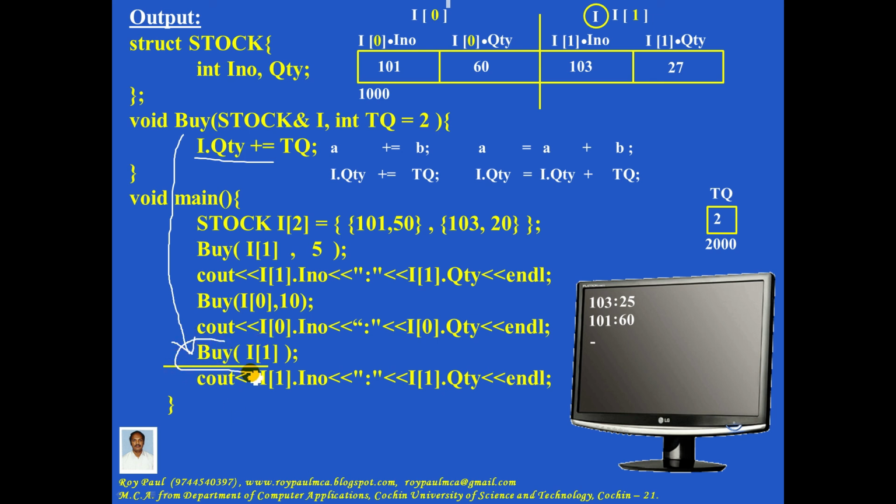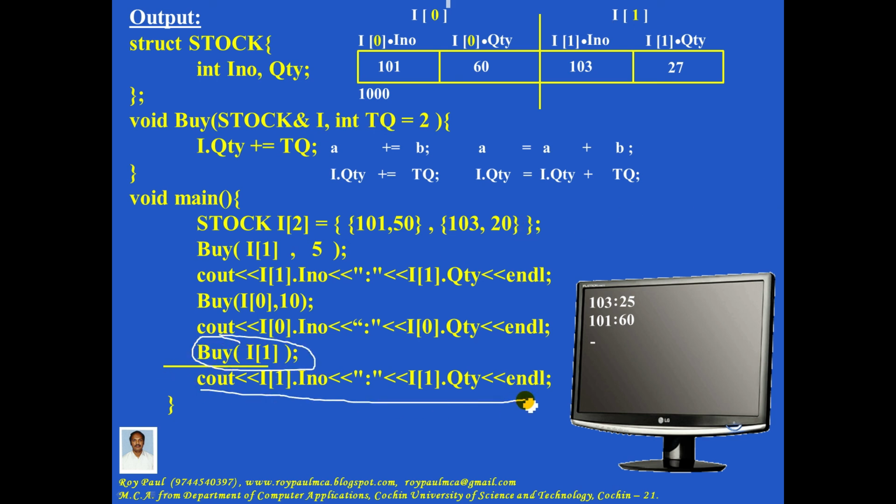When the control comes back here, point to remember: the parameter names I and tq do not exist. So this name does not exist and this name does not exist. Yes, they are removed. Now after this, control goes to the next line.